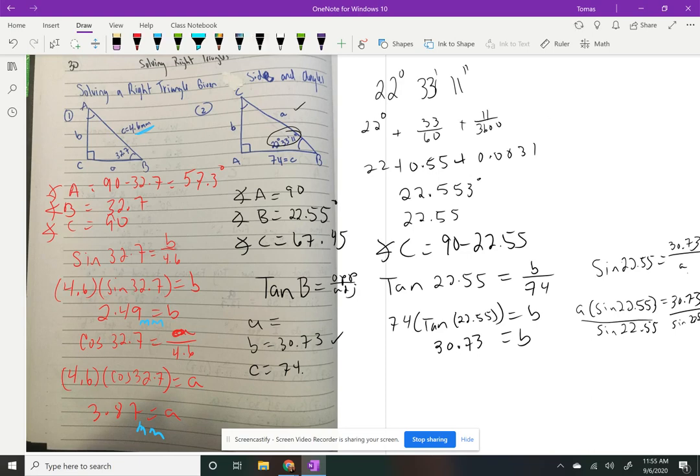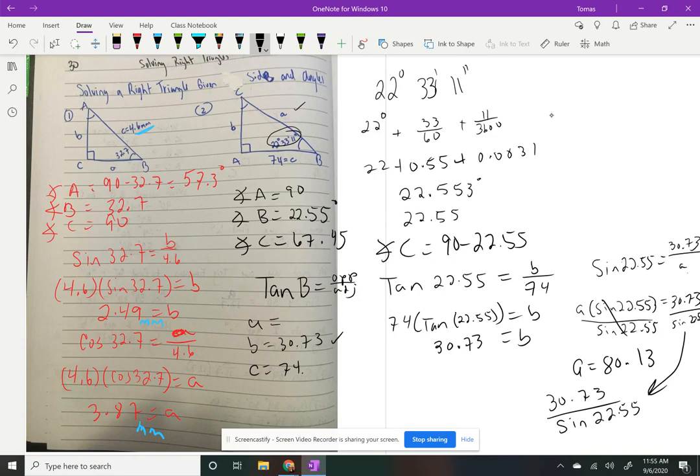Okay, so you can't really see it there, but you're dividing 30.73 by sine of 22.55. And then these cancel, so A would equal, actually right there, 80.8. So right here, this is this fraction. I know it's kind of hard to see. My handwriting's horrible, but that is what I'm doing.